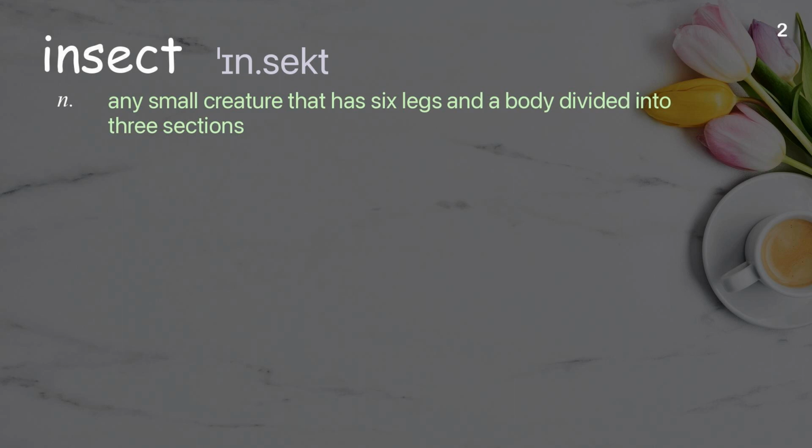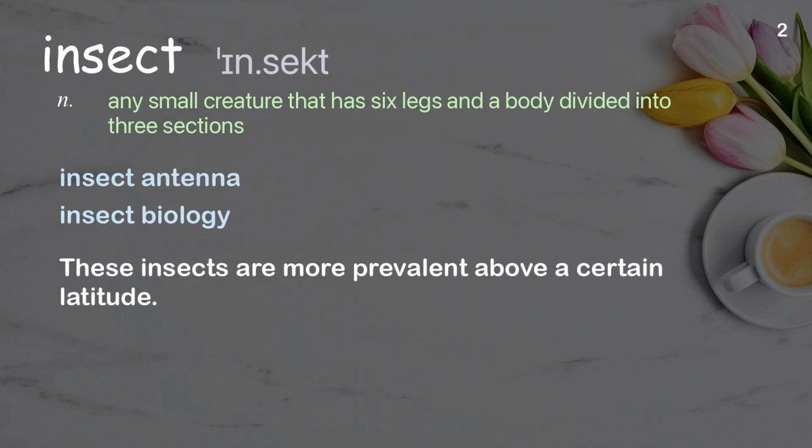Insect. Any small creature that has 6 legs and a body divided into 3 sections. Examples: Insect antenna, insect biology. These insects are more prevalent above a certain latitude.